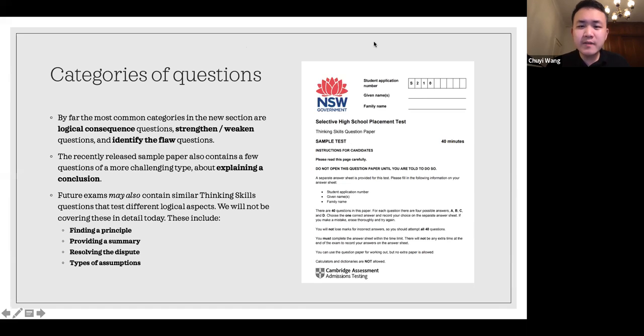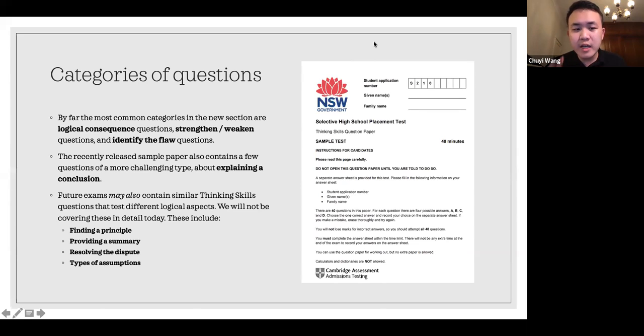Now let's focus specifically on the first two dot points here. At Cogito Tutoring, I've helped identify three main categories of questions that pop up quite a lot. And we're going to be going through each of those three categories with examples to show you how best to approach them. Now, by far, the most common categories of questions in this new thinking skills section, we're going to call 1, logical consequence questions, 2, strength and weaken questions, and 3, identify the flaw questions.